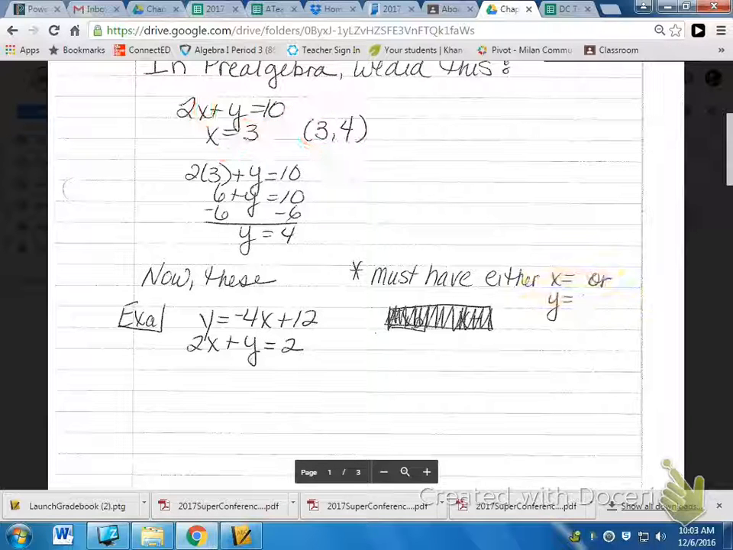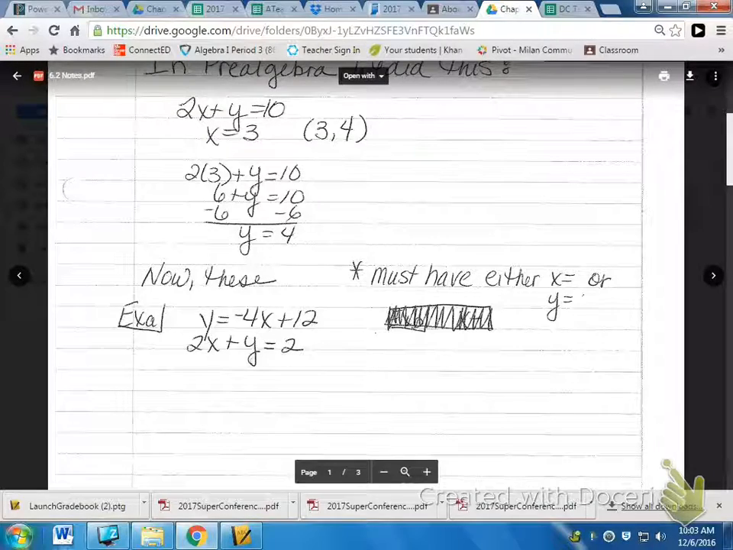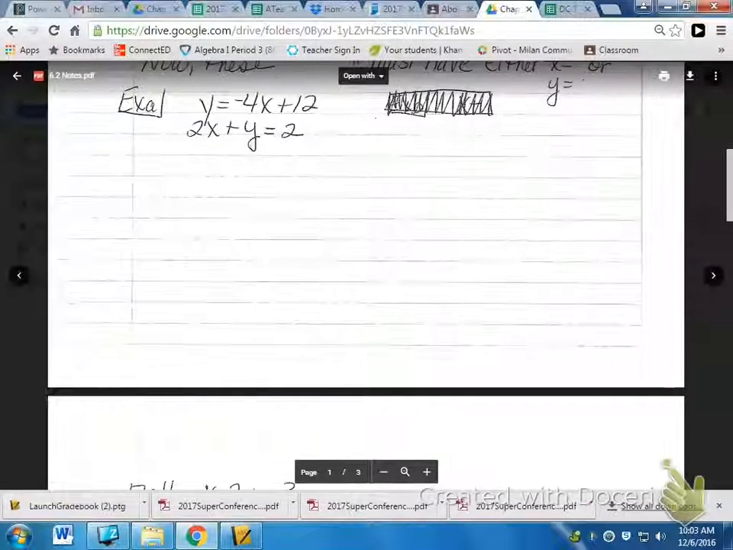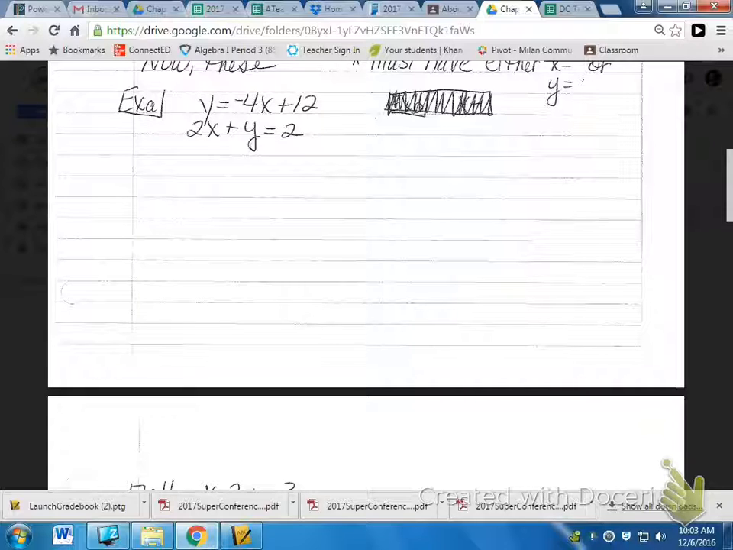Y equals negative 4x plus 12. That's one equation. The other one is 2x plus y equals 2. So the one that is the x equal or the y equal, that's the one that you substitute what it's equal to. So that means negative 4x plus 12, and you substitute it into the other equation by doing this. You would write 2x plus, and I'm going to put it in parentheses, and I feel like you always should, okay, because you never know what's out there in front of it.